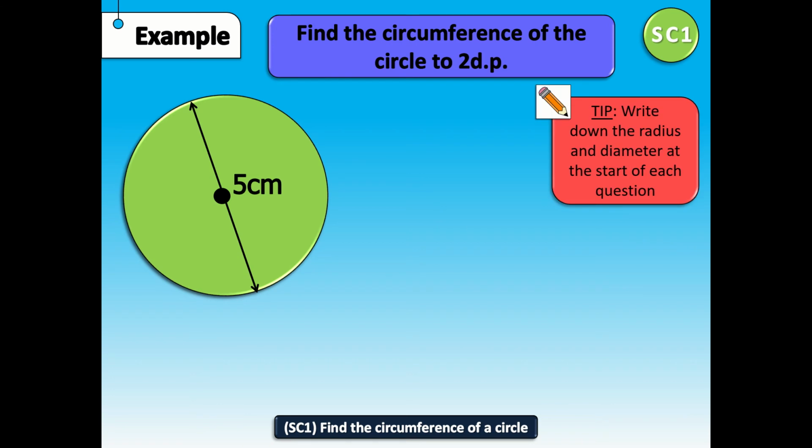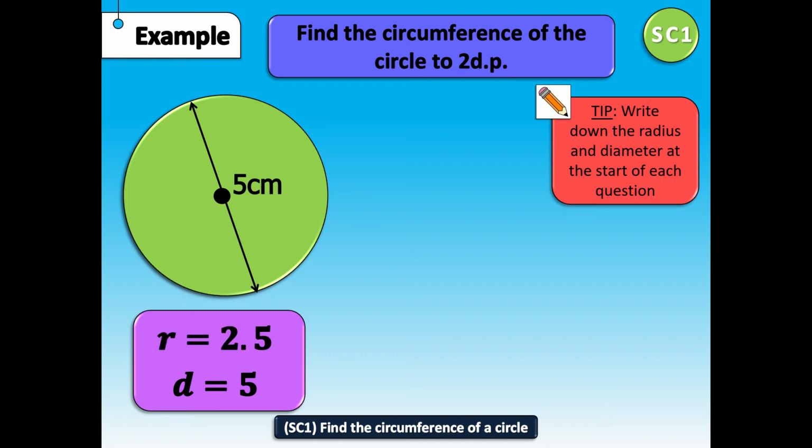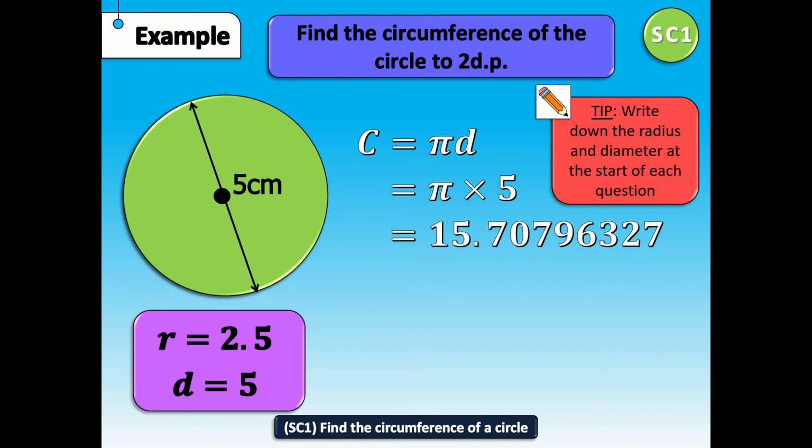Now before we do that, we're going to write down what the radius and the diameter of this circle are. So the diameter of the circle is 5 centimetres, and the radius of the circle is always half the diameter. So the radius will be 2.5. Now to find the circumference, we need to do pi times the diameter. So we do pi times 5, which we round to 2 decimal places, which is 15.71 centimetres. So the distance around the outside of the circle is 15.71 centimetres.